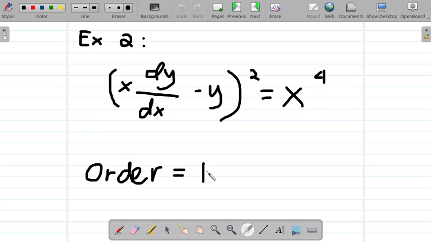So, other example is x times dy over dx minus y squared is equals to x to the power of 4. So, dy over dx is, kaisa raman niya giderive, so 1 ang order. Kaning exponent, by the way, is dili na siya mo ang order. Kay lahi ng exponent sa dy over dx, so lahi po ng giderive niya.